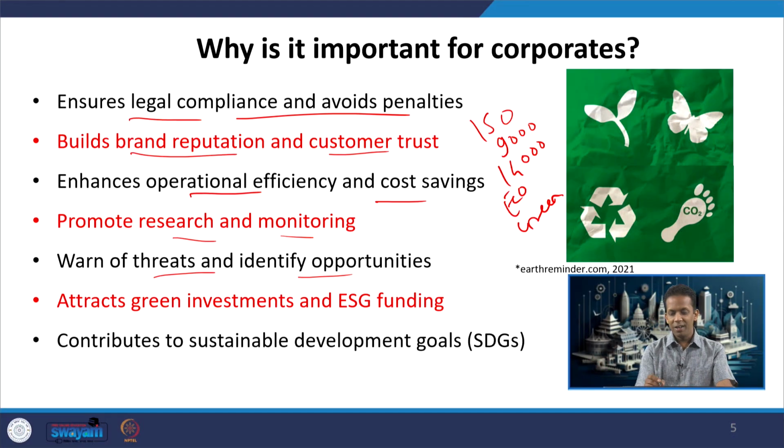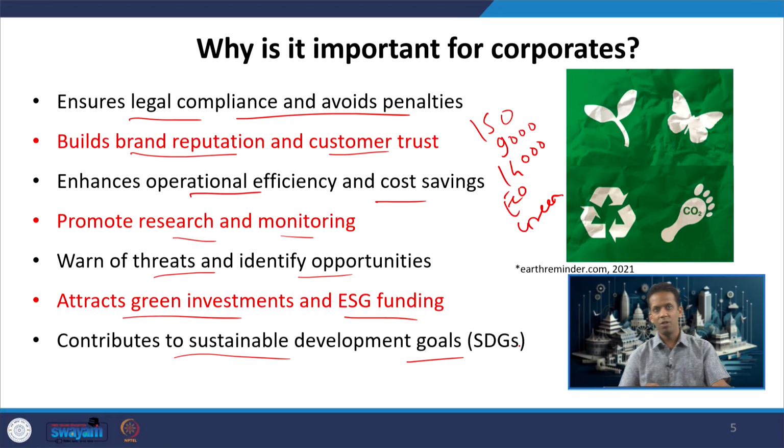Then having that environmental front integrated with corporate culture will attract green investment and ESG funding. It will also contribute to SDGs. So, these are some of the factors which I have listed. There are many more which prove why it is important for corporates to have that environmental management factor.